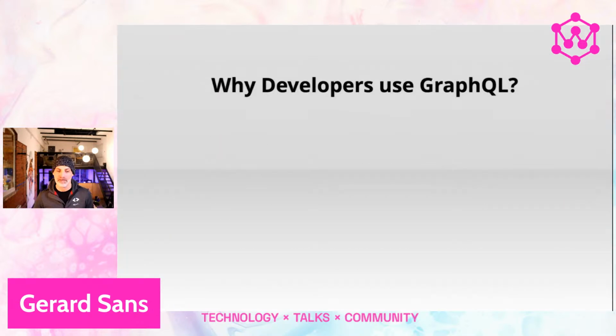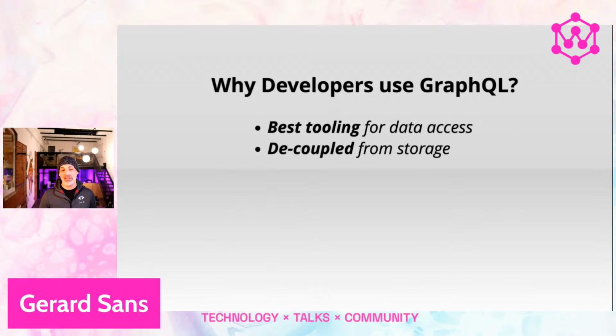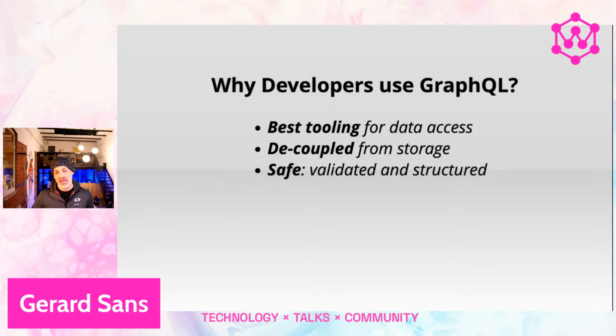So why do developers use GraphQL? I mean, there are many reasons. One of them is that the tooling is just fantastic. We can also see that it abstracts the data access, the storage. So that's a clear benefit. There's also the type safety that we were seeing with the use of types. So we have a validated and structured way to fetch the information from our API.